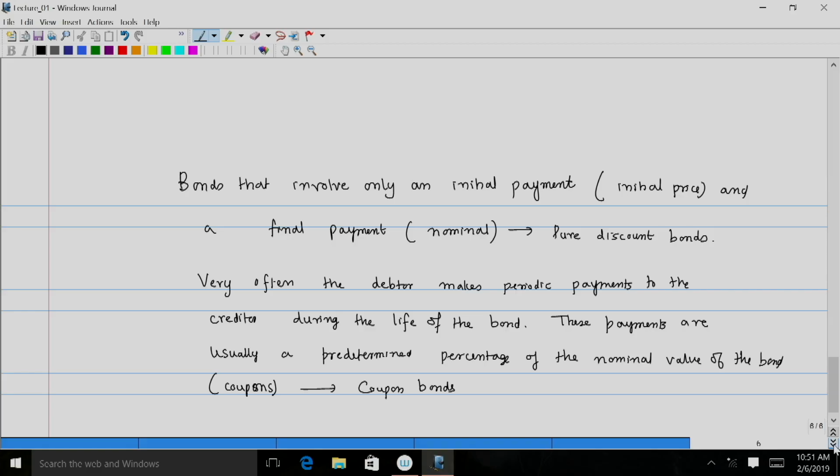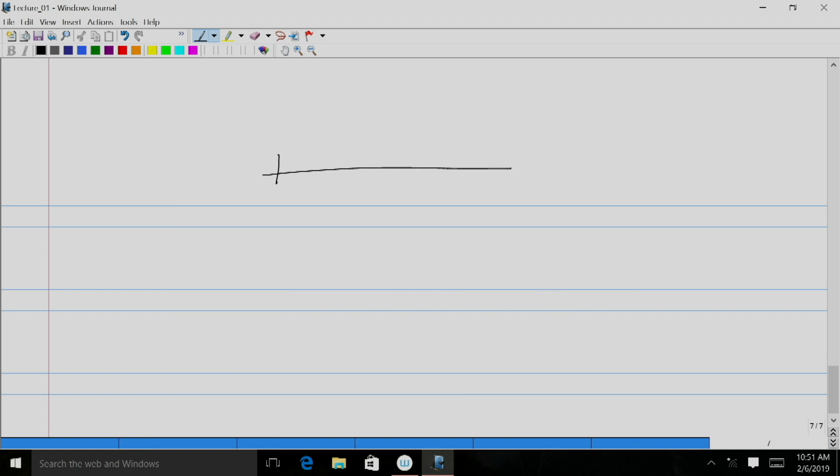So, basically this is what it is going to look like. You have 0, first year, second year, third year, fourth year, fifth year. In case of a pure discount bond, you will simply get an amount of 100 at maturity, but in case of a coupon bond in the example you consider, you will get 100 plus 8, 8, 8, 8 and 8.